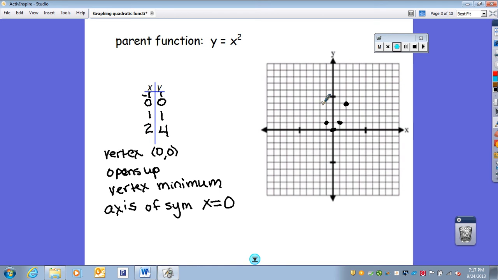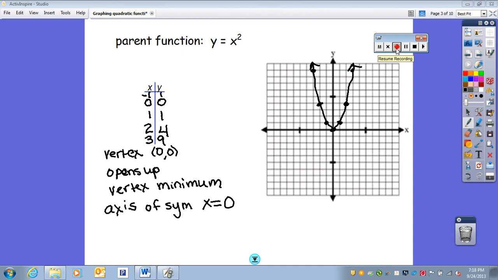Let's finish putting in some of these points of reflection, and we could continue from there. We could also put in the point 3. 3 squared would be 9. So I would be at (3, 9), and I would reflect that to the other side, which is at (-3, 9). And then let's draw in our parabola. This is the graph of the parent function.